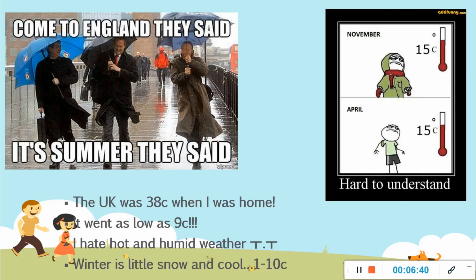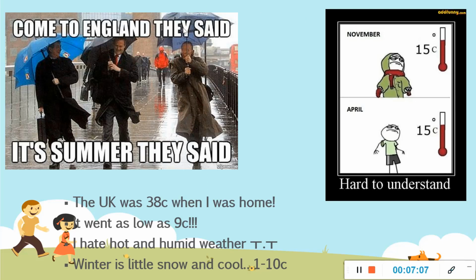In wintertime when I go home, it's a little bit cool, like 1 to 10 Celsius, and there's just a little bit of snow. Like it maybe snows like 1 week maximum, but usually it's just 1 day and stops, or 2 days and stops. In the north of England and Scotland it's colder and snows more, but where I live it doesn't snow at all.